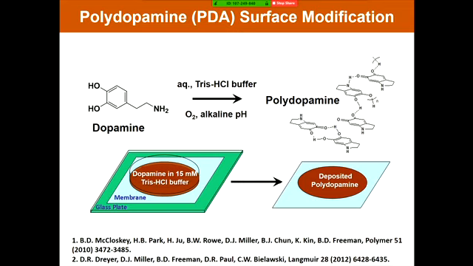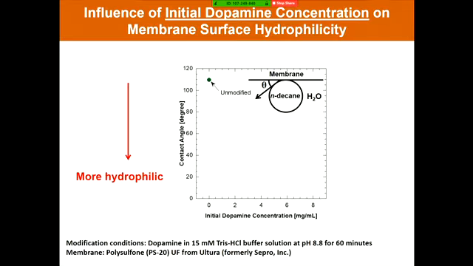But after short amounts of time, one can deposit this polydopamine onto virtually any membrane out of aqueous solution and form a hydrophilic coating. That turns out to be very beneficial for fouling reduction. You can see the increase in hydrophilicity based on these simple contact angle experiments.